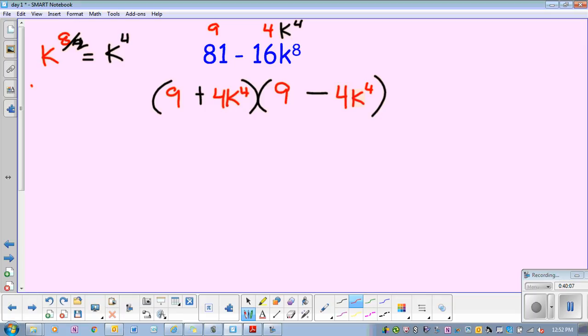So now, am I done here? No. This guy, you can factor further. Is 9 a perfect square? Yes. What's the square root of 9? 3. What's the square root of 4? 2. And what's the square root of k to the 4th? K squared. Yeah, and this is subtract.